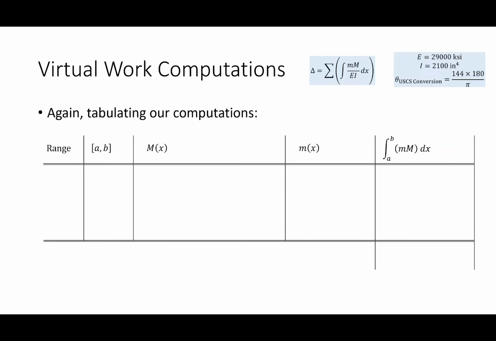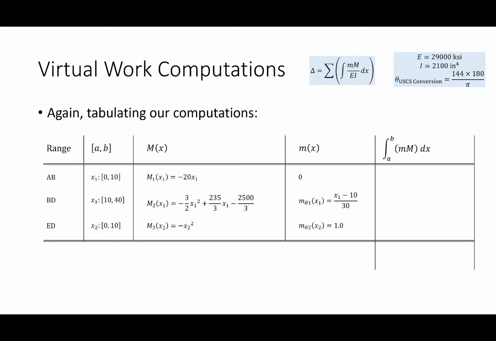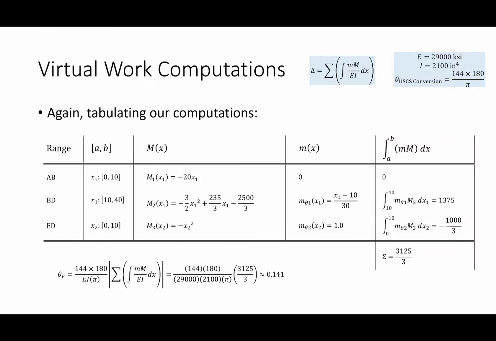Set up the same table. Do kind of the same thing. I don't have to have 2 separate virtual moment functions right there. So there's my range, there's my functions, there's my virtual moment functions. So likewise, that first one is still 0. Carry them out, sum them up, get this. The only thing that changes in the process is the fact that since I'm doing rotations, I'm using 144 times 180 over pi. That divided by EI times 144 times 180 over pi equals about 0.141. So my answer is 0.141 degrees rotated over.